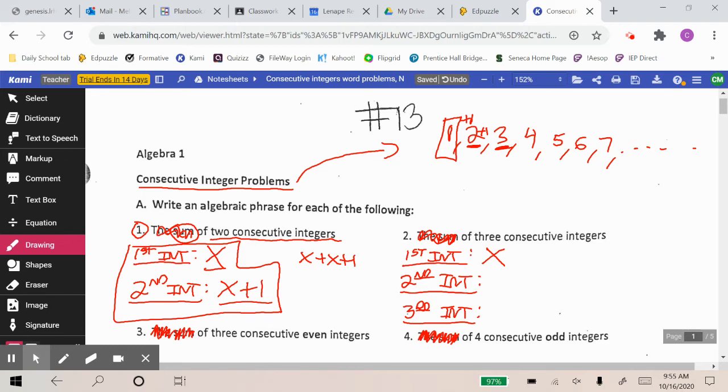Now, the second integer, I just add 1 to it, so I get x plus 1. So it's just like the last one. Now, the third integer, I add another 1 to it. So this becomes x plus 2. All right. If I were to do the fourth consecutive integer, it would be x plus 3. If I were to do the fifth consecutive integer, it would be x plus 4. And it would keep going. You keep adding 1 to it.